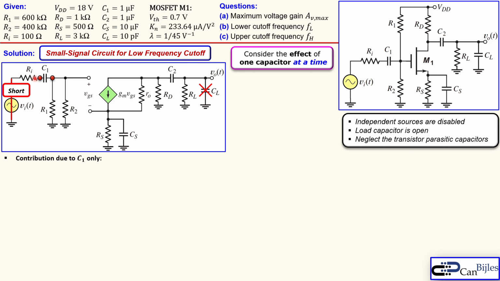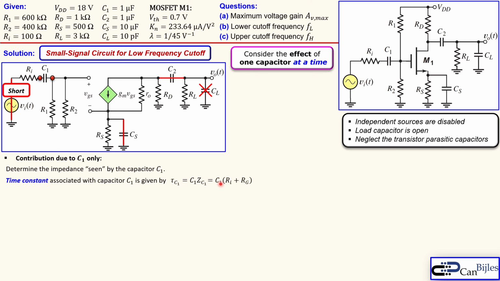So we will look between these two nodes, and we will make the CS a short, so you see the red wire, and also for the C2. And we will determine the impedance seen by the capacitor C1 only. So in this case, this part is RI. And looking here to the right, I see actually R1 and R2 in parallel. In this case, the time constant associated with this C1 is given by tau C1 is C1 times the impedance seen by C1. And that will be C1 times Ri plus Rg, which is the parallel combination of R1 and R2.